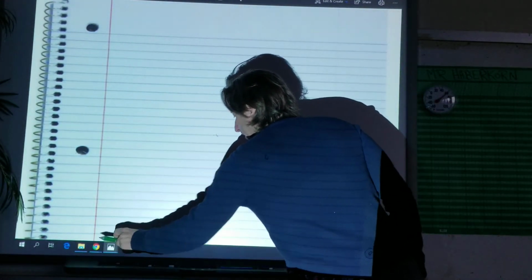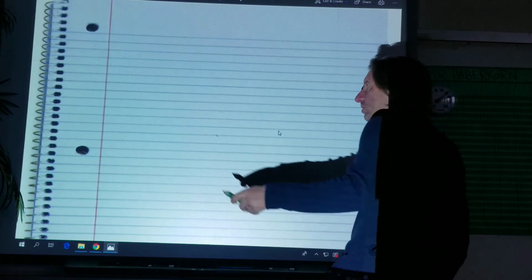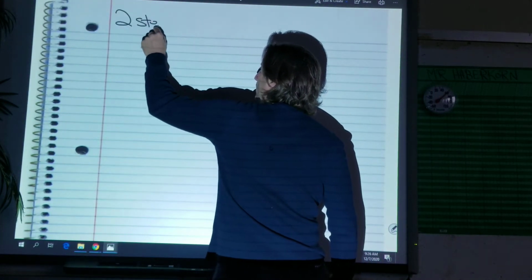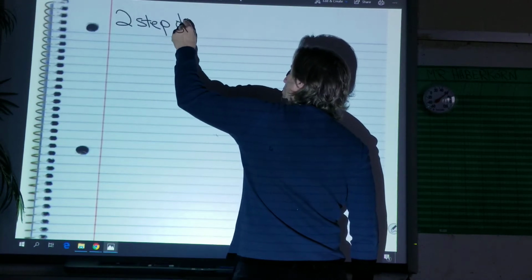All right, so today we're still working on two-step equations. But today we're going to do two-step division equations.